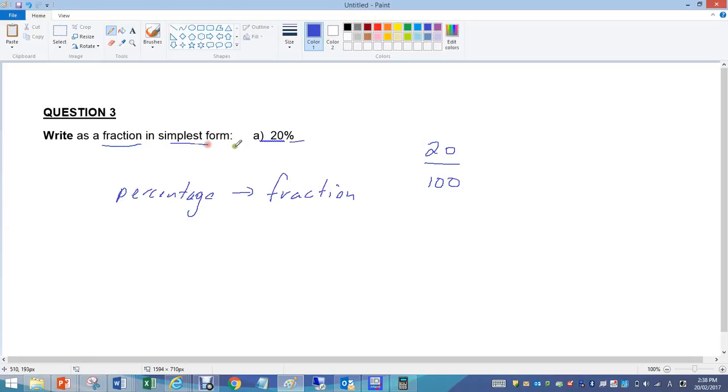It asks for its simplest form though, so you could take it further and divide top and bottom by 10. So 20 over 10 is 2, 100 over 10 is 10, and then because they're both even numbers, you can divide both of them by 2. So 2 divided by 2 is 1, 10 divided by 2 is 5. So that's the simplest form of it.